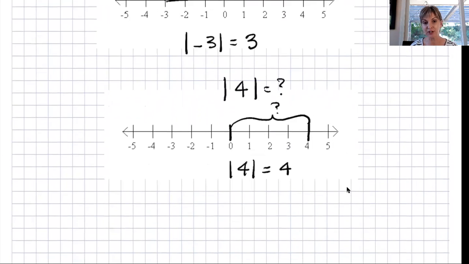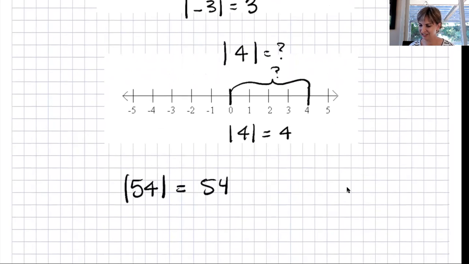Okay, so let's just do a couple of practice problems. Let's say I wanted to know the absolute value of 54. What would that be? That means the distance on a number line from 0 to 54. How far is that? The distance from 0 to 54 is 54, and that's your answer.